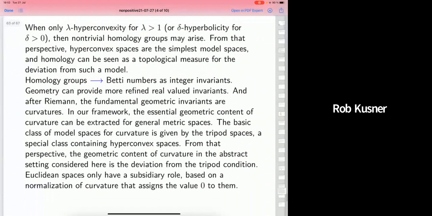Euclidean spaces only have a subsidiary role, namely based on some normalization of curvature that assigns the value zero to them. Of course, in some sense, there's still a borderline case, because if you admit positive curvature, then you would no longer have the convexity conditions of the distance function.